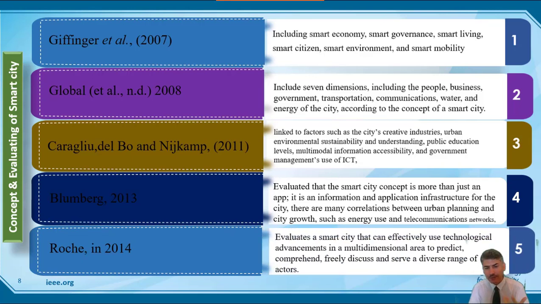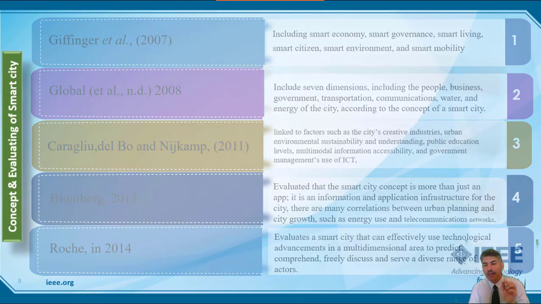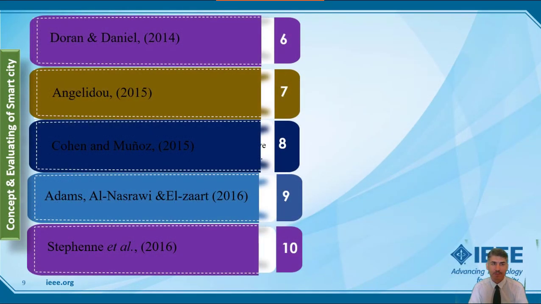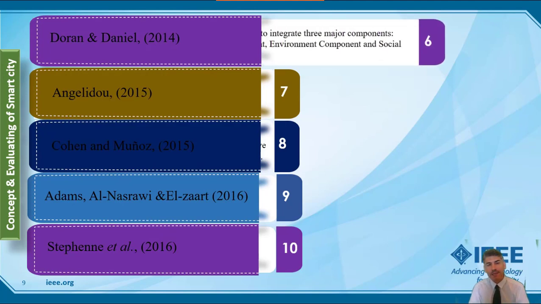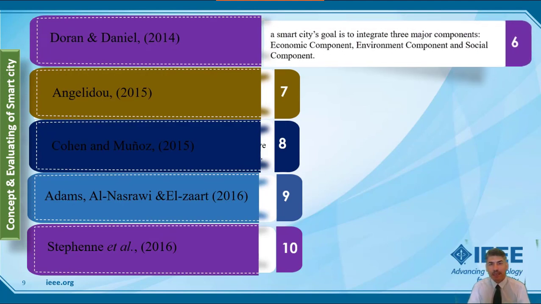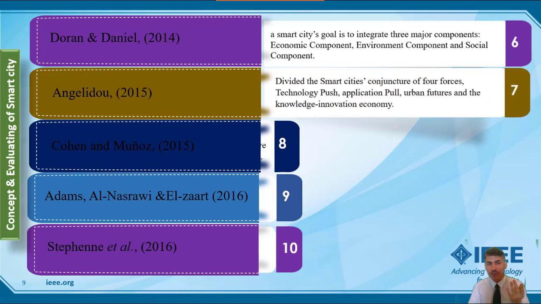So Russia in 2014 evaluates a smart city that can effectively use technological advancement in multidimensional areas to predict, comprehend, freely discuss, and serve a diverse range of actors. Doran and Daniel, 2014: a smart city goal is to integrate three major components: economy component, environment component, and social component.